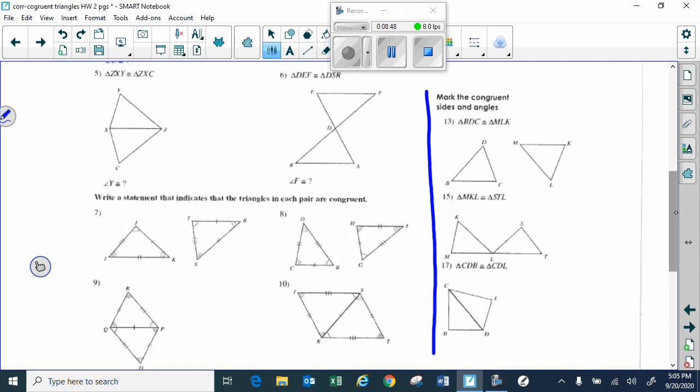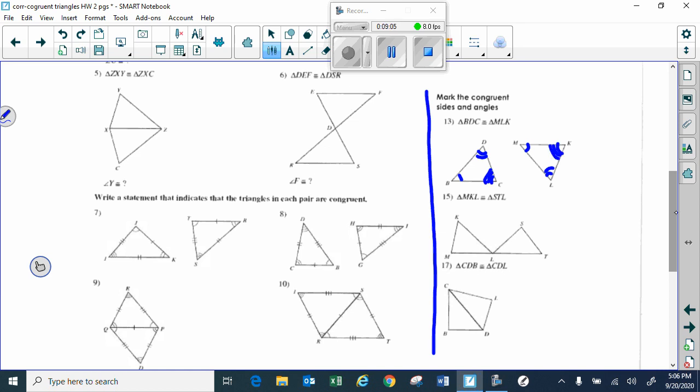So right here, mark all the congruent sides and angles. So we see that angle B is congruent to angle M, 1 arc each. D, 2 arcs, so we already used 1, to L, 2 arcs. And then finally C to K, 3 arcs to 3 arcs.